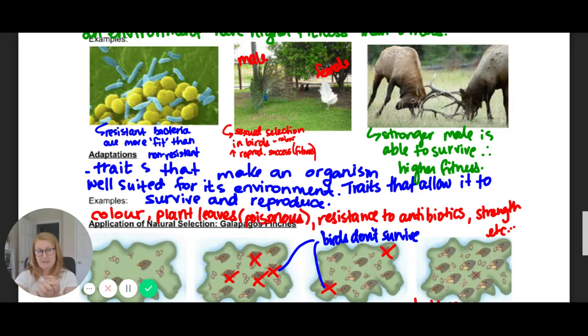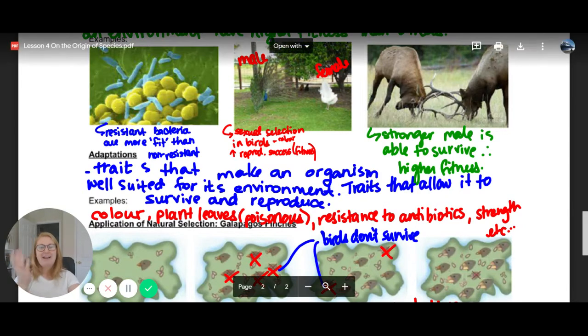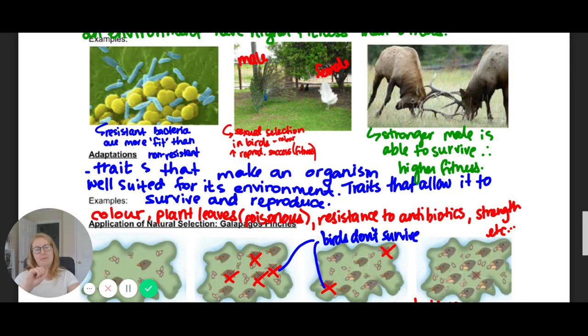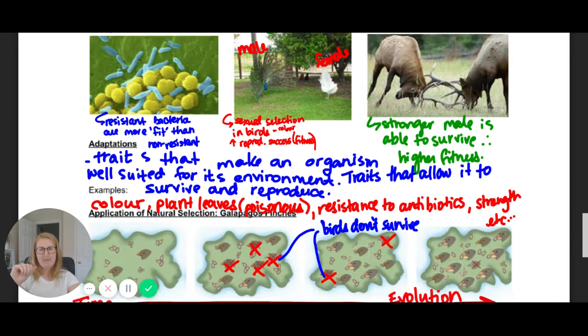It is advantageous to you. So any trait that allows you to survive and reproduce in that environment, we would call an adaptation. So that's sort of like a definition.